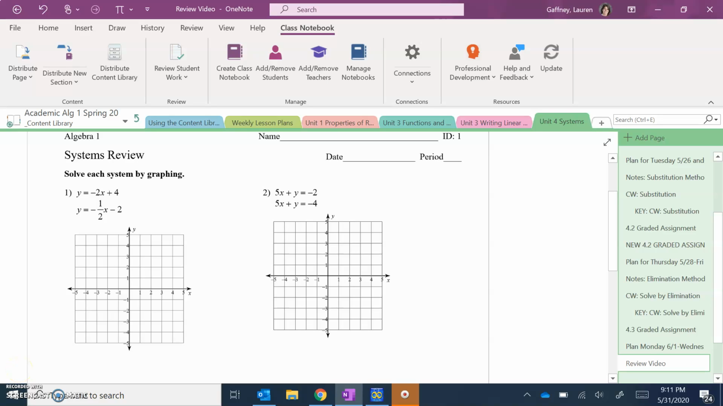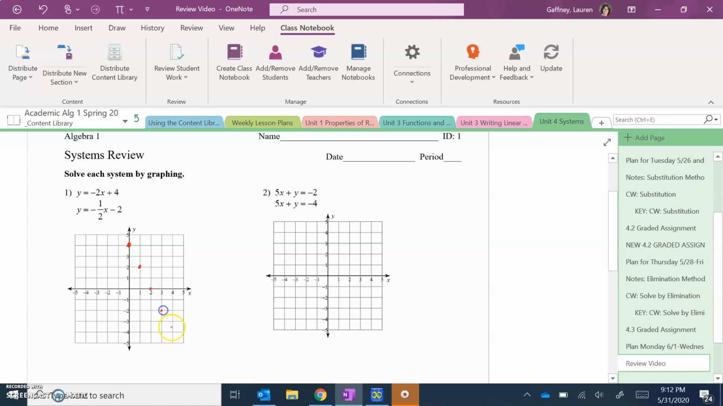Hi guys, I'm going to do a little review video of the 3 different ways that we have learned how to solve systems. So I'm going to start with graphing. Here both the equations are in slope-intercept form, so they're ready to be graphed. My b value is 4, that's my y-intercept, and my slope is -2. So down 2, right 1.